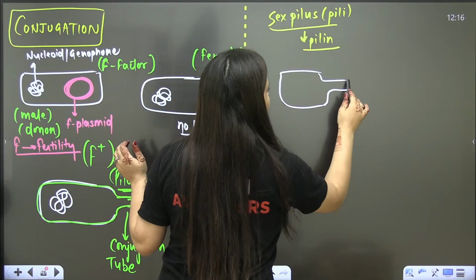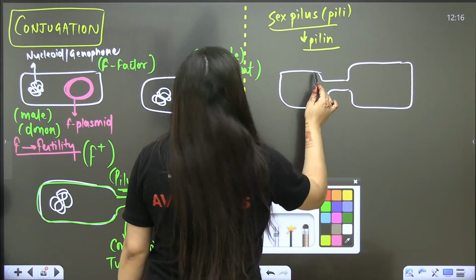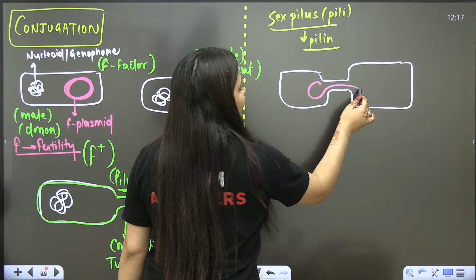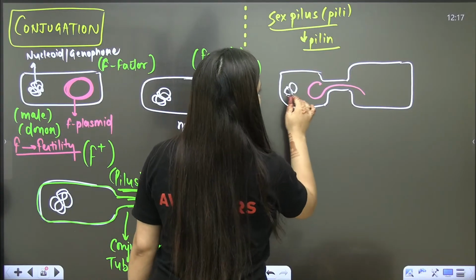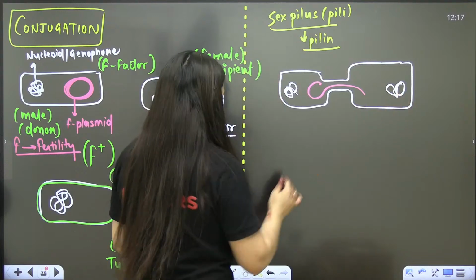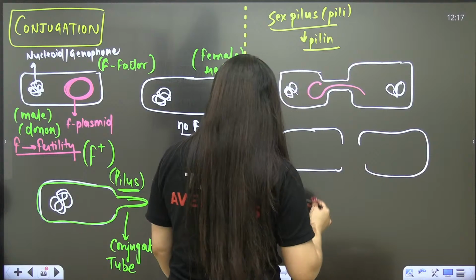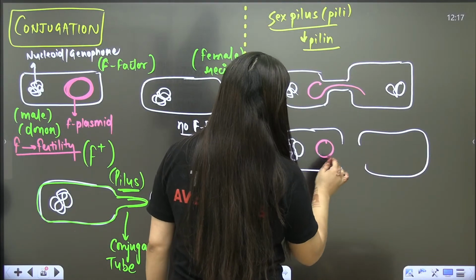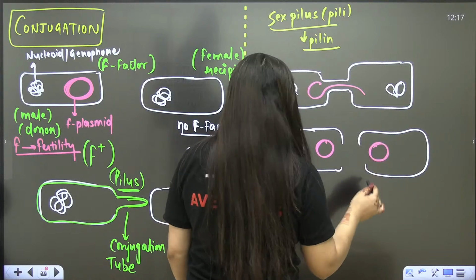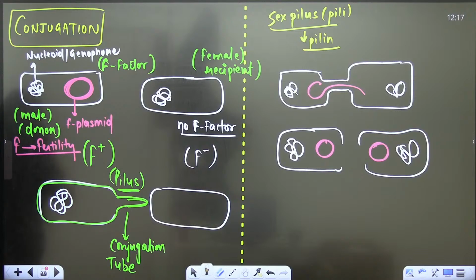This tube-like structure will join with the other bacteria, and this F plasmid, its genetic material, will be transferred to the other bacteria. Can you see that? And finally, what are we going to see? We'll see that this bacteria is also having the F factor. Now this bacteria will also contain this F factor.